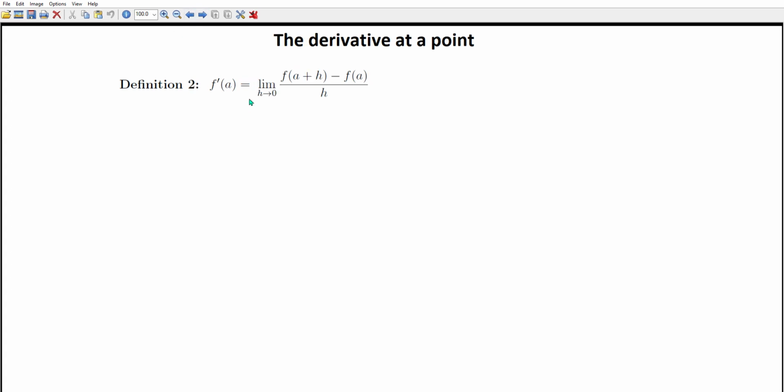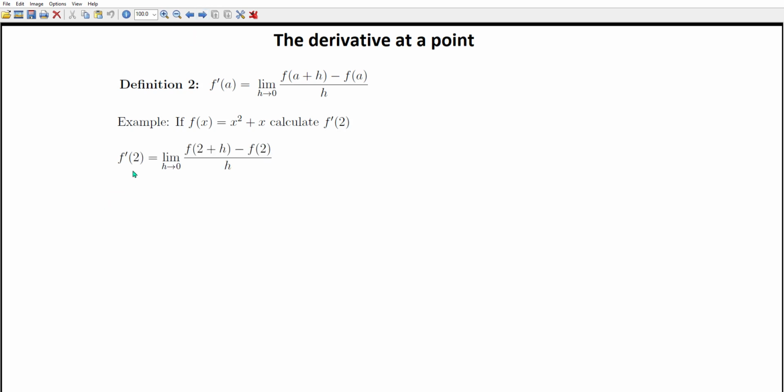Let's calculate some derivatives using this new definition. So what we're going to now do is look at the function f of x equals x squared plus x and calculate f prime of 2. This should look familiar because we just did this calculation with definition 1, but we want to see how things work if we use this second definition.